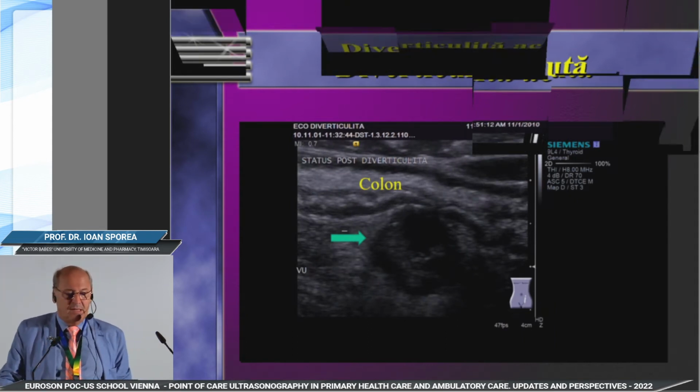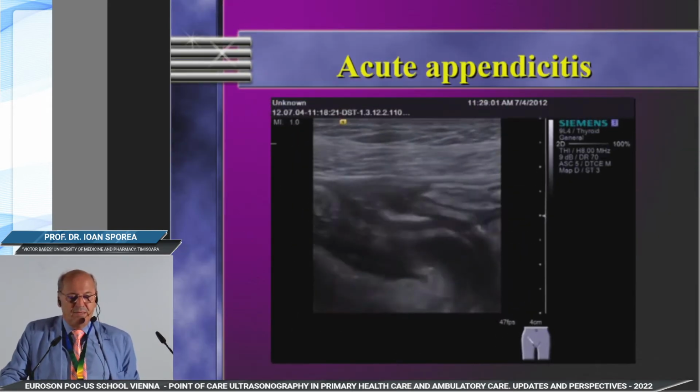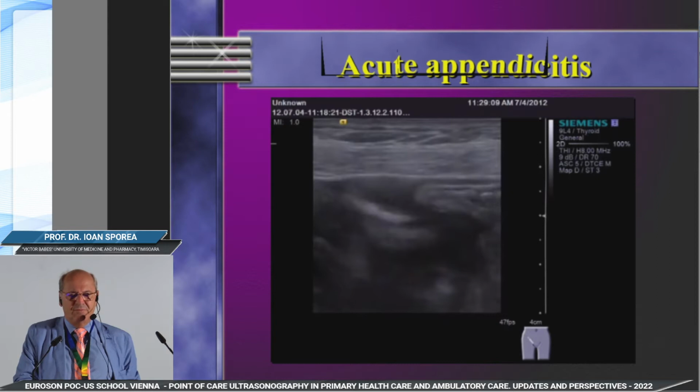Okay, this is a case of acute appendicitis with some fluid and a large size of the appendix, usually more than 6 millimeters in size. It is a high suspicion. We can see coprolites. Then we have some sign of this.